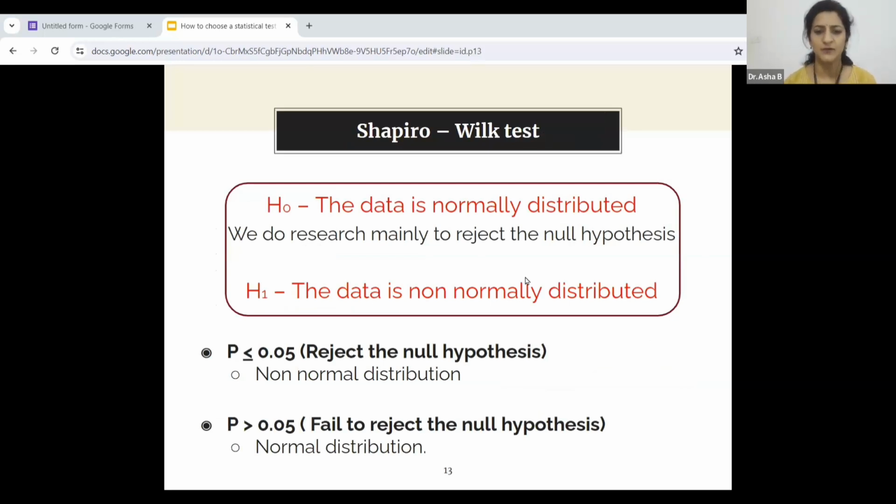The interpretation of the results provided by a normality test is the same as that of any statistical test, where we need to assess the strength of evidence against a null hypothesis. So here, what does the null hypothesis state? The null hypothesis states that the data is normally distributed. So if the p-value is less than or equal to 0.05, then we have to reject the null hypothesis. Then we can tell that the data is not normally distributed. If the probability value is greater than 0.05, then we fail to reject the null hypothesis, and then we have to tell that the data is following normal distribution.